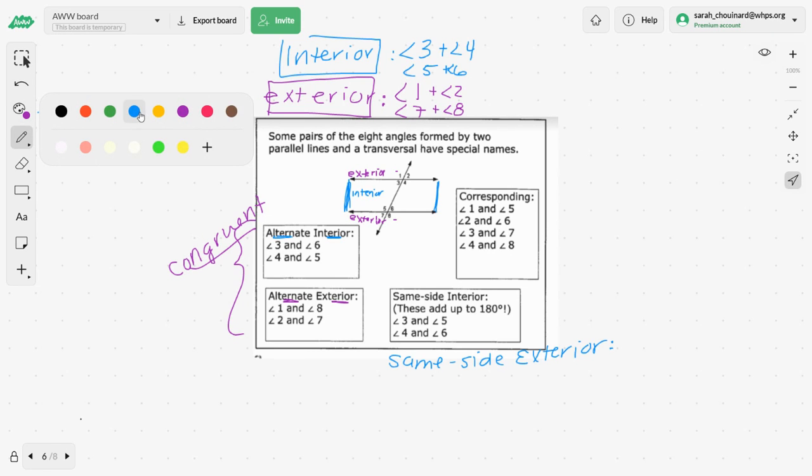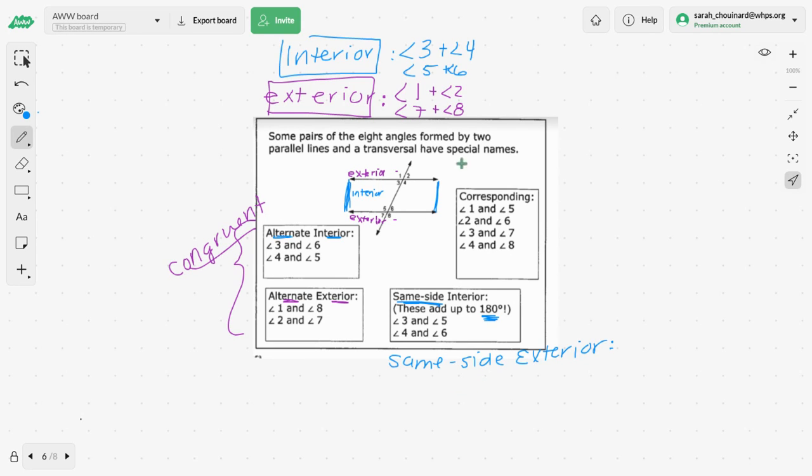Now let's look at the same side interior angles. Same side means they're on the same side of the transversal. So 4 and 6 are on the same side. That's one pair. 3 and 5 are also on the same side. These angles, you can tell by looking, 4 and 6, they're not congruent. They're actually supplementary. They add up to 180.